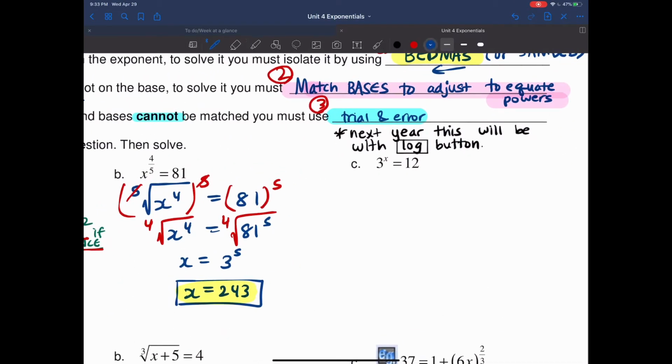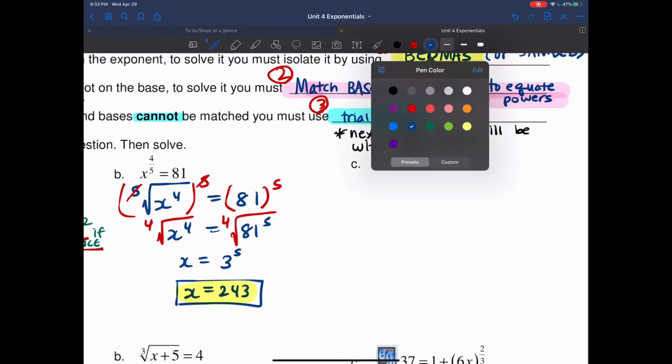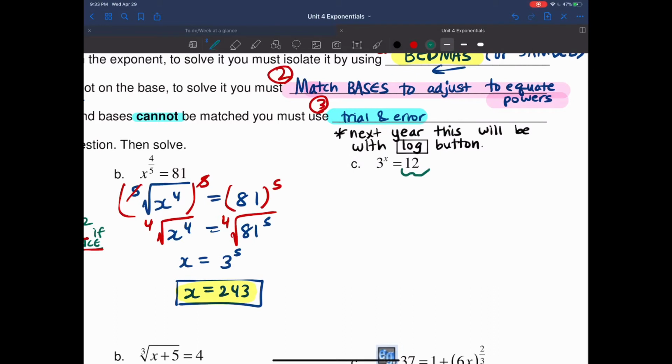Part C. We have 3 to the exponent x is equal to 12. So I am noticing that, unfortunately for the 12, although you might be tempted to say, oh, it's divisible by 3 and 4 and whatnot, I can't rewrite 12 as a power of 3, meaning I can't rewrite it so that the base is a 3. And so in this case, I will need to use the third method, which is the trial and error method.